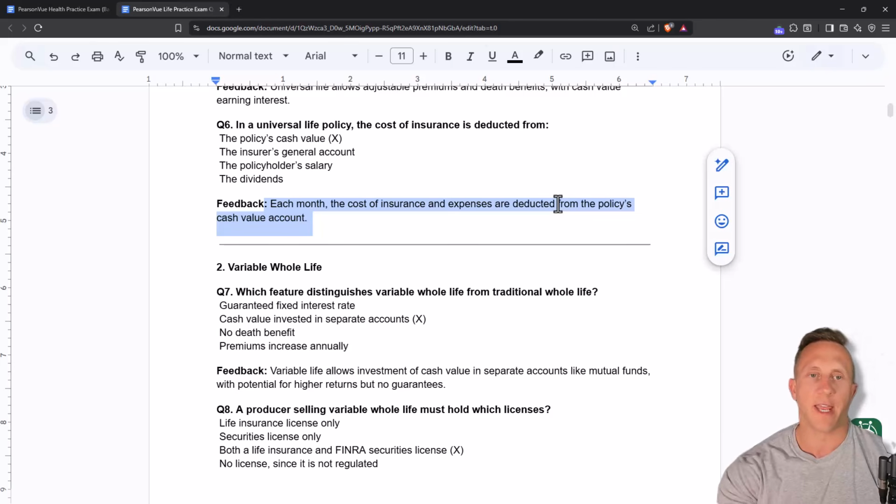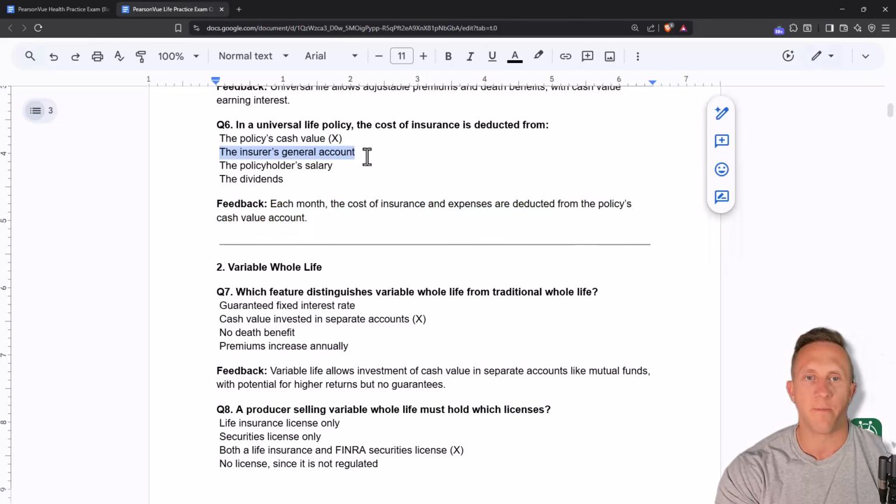The insurer's general account, that's not the answer. The insurer's general account is where premiums are invested if it's a fixed plan. So remember, there's variable plans. We'll cover those next. In variable plans, the money is invested in equities or mutual funds, and it's called a separate account. The insurer's general account is where fixed interest products are. Policyholder salary, nope. And dividends, no. Okay.